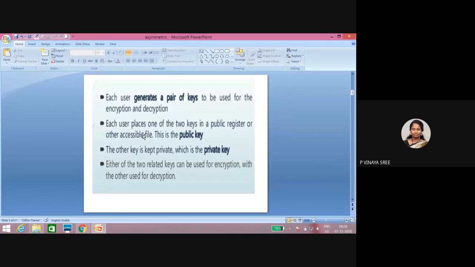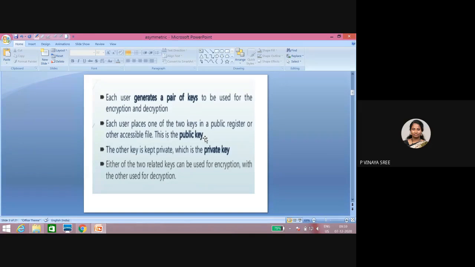Each user places one of the two keys in a public register or other accessible file. This is the public key. Let me give an example. Whenever you want some messages to reach your mail, let us suppose I want to share some material with you, definitely I want your mail ID, then only I can share it with you, right? So you will share your mail ID, saying this is my mail ID, so you will broadcast it. There are many techniques to share your public key. The first one is sharing your public key inside centralized registers, so that whoever wants to communicate can use that public key.